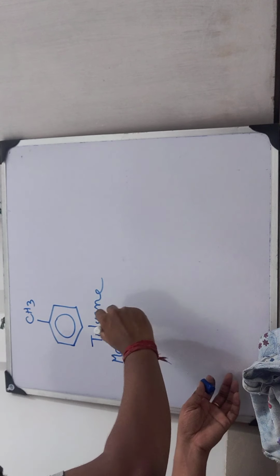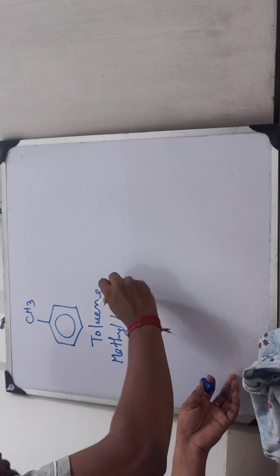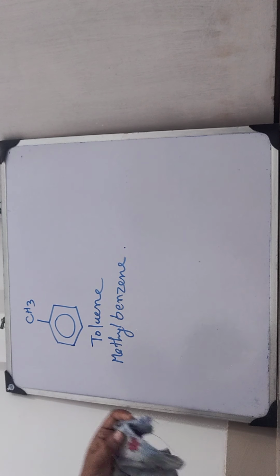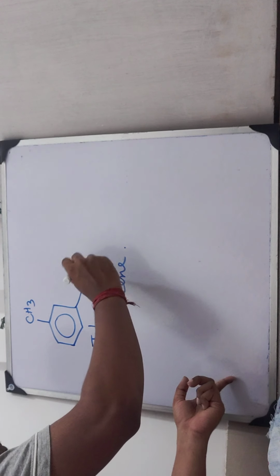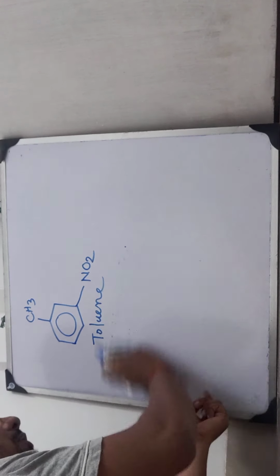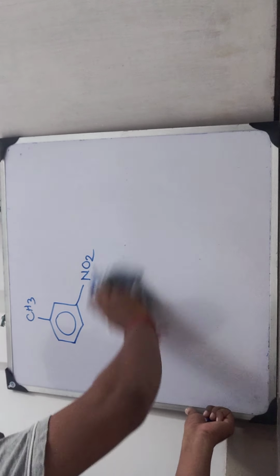Methyl means CH3 and benzene refers to the ring. Methyl benzene is the IUPAC name of it. In a similar way, we will have to learn the IUPAC names of many compounds. For example, if we place a nitro group in the meta position, what will we say? What will be the name of it?